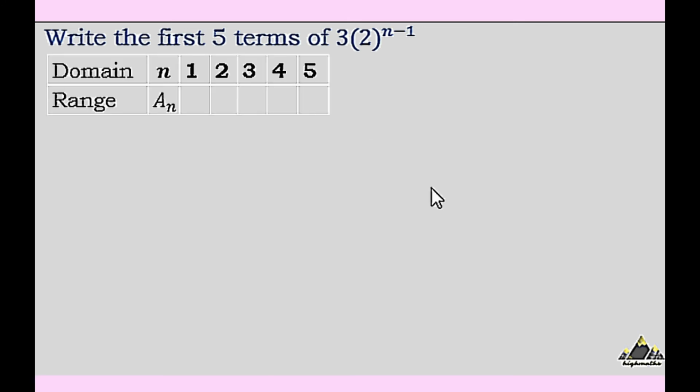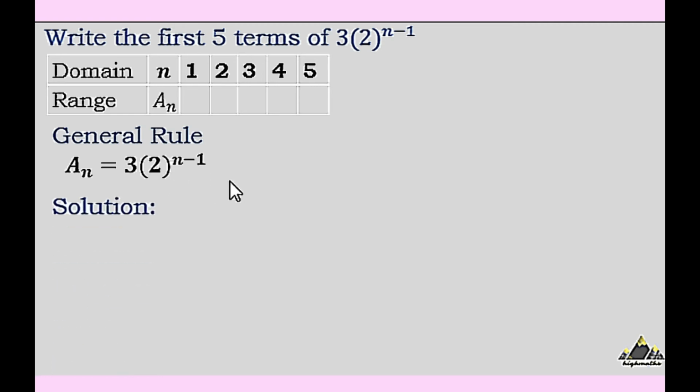In our table of values, we write the domain 1, 2, 3, 4, 5 because again, we look for the first 5 terms. Looking for the range a sub n, we use the general rule. A sub n equals 3 times 2 raised to the power of n minus 1. Take note that our power n minus 1 here, or our exponent n minus 1, is intended only for our 2. 3 is not included.